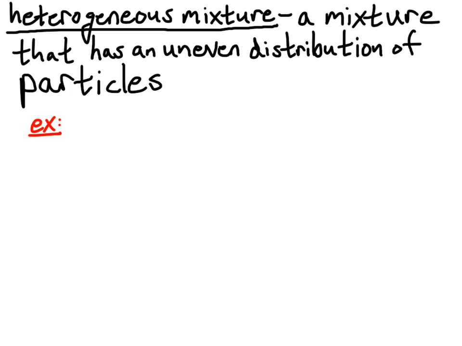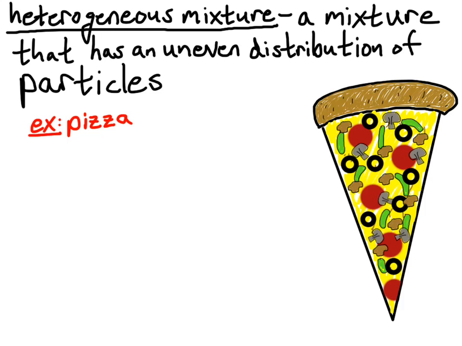So the great classic example of a heterogeneous mixture is the pizza. Pizza is a great example. So here I've got a slice of pizza, and it's a very commonly used example of a heterogeneous mixture. It's something we can all understand, and most of us even like quite a bit.